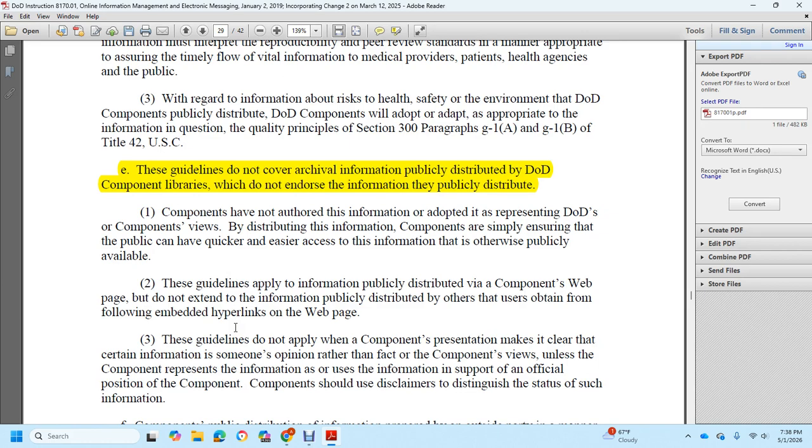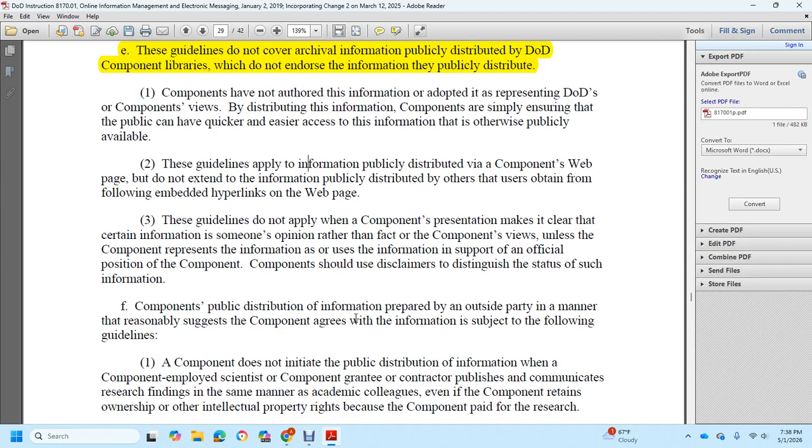The guidelines do not apply where the component's presentation makes it clear that the information represents one side of an opposing opinion rather than the fact or the official view of the component. The component shares the information with a disclaimer that distinguishes it as such information.